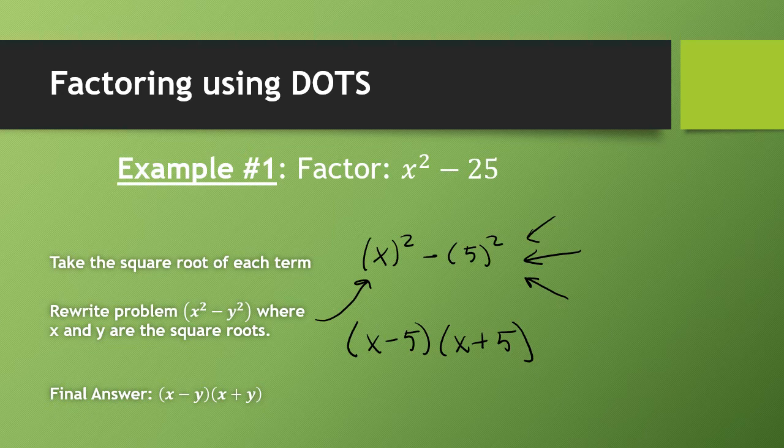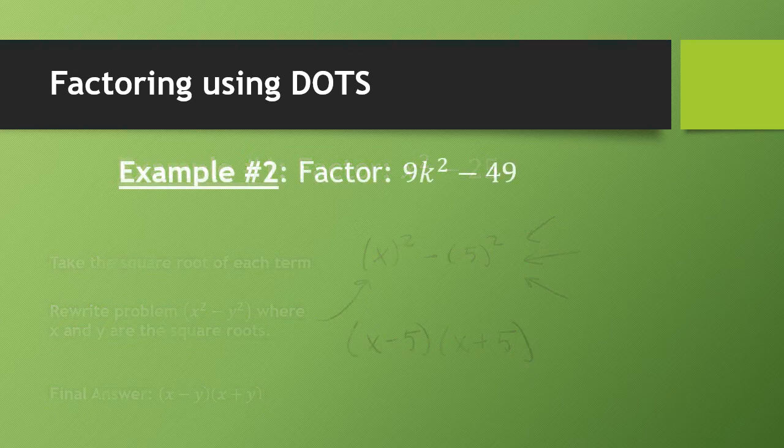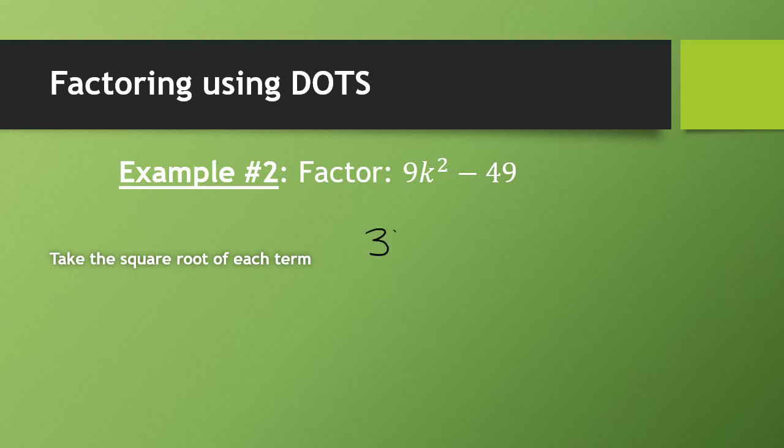All right. Next step, factor 9k squared minus 49. Probably the first thing we should really be doing all the time is asking if we have a greatest common factor. I do not have a greatest common factor, so I'm going to take the square root of each term. The square root of 9 is 3, the square root of k is k, and the square root of 49 is 7.